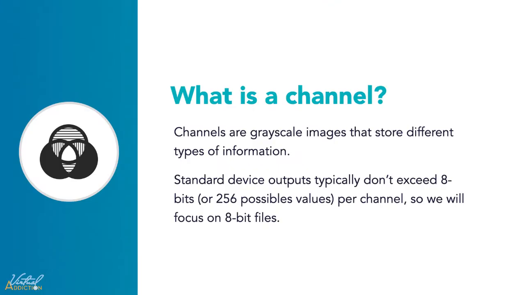So what's a channel? Well, channels are grayscale images that store different types of information. They're all part of the same original image. We don't normally see them, they just exist as part of the image. Standard device outputs typically don't exceed 8 bits or 256 possible values per channel, so we're going to focus on those.